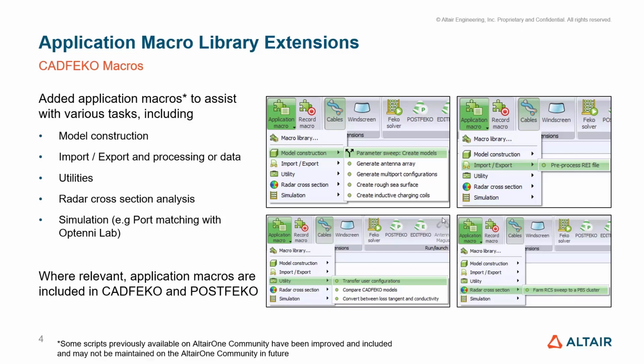You can see here we have scripts available for model construction, import or export, utility, radar cross section, and simulation. Based on the nature of the script, we grouped them and tagged them with an appropriate icon, and that is available in the application macro. In today's demo, we'll be using the generate antenna array plugin, or Gen Antenna Array.